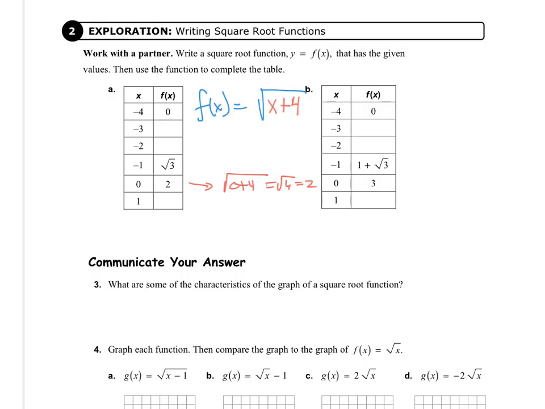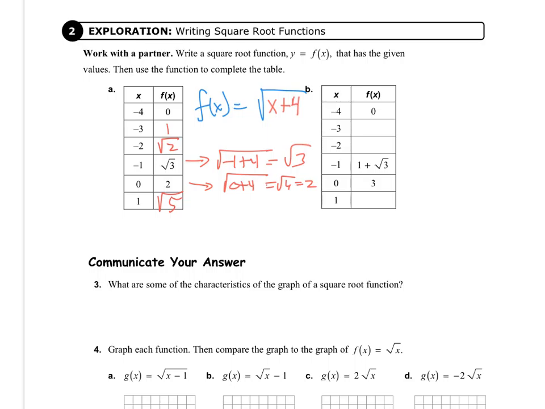And you can check for -1. If you plug in -1, you get the square root of 3. Okay, so there it is. We got it. So computing the rest of the values, we plug in -3, we get the square root of 1, which is 1. Plug in -2, we get the square root of 2, which we'll leave as the square root of 2. Plug in 1, we get the square root of 5, which we'll leave as the square root of 5. Simplest radical form, that is.